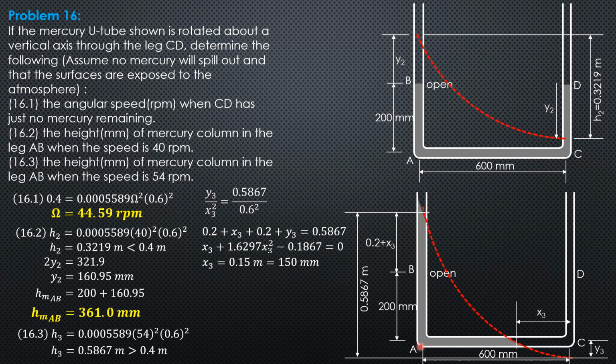Therefore, the height of mercury on leg AB would be 200 mm plus 200 mm plus x3 mm, so it is equal to 550 mm. So that's all for this problem. I hope that you are able to understand and follow the solution.